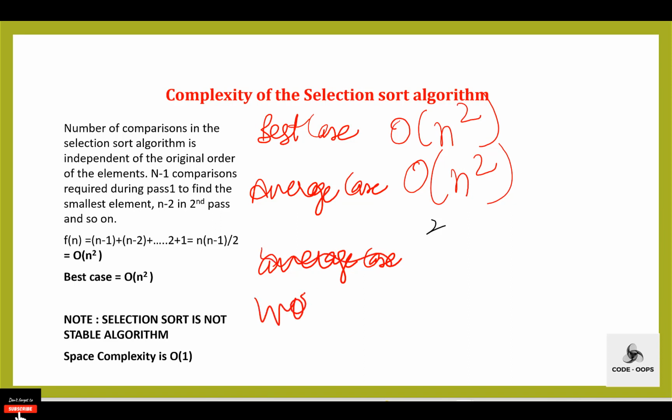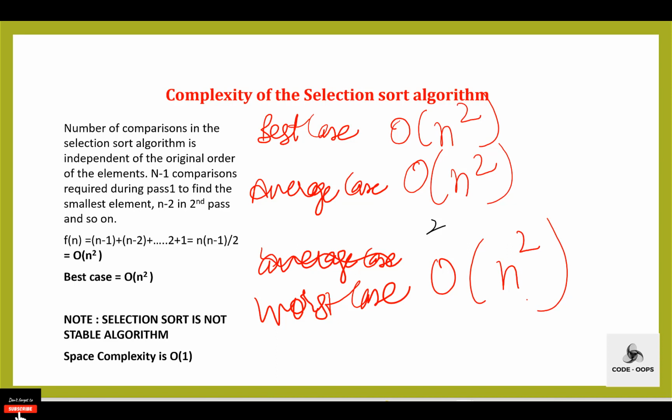Then the worst case. The worst case complexity of selection sort is also big O of n square. The worst case scenario arises when we need to sort an array in ascending order but the array is initially in descending order. The time complexity of selection sort remains constant regardless of the input array's initial order. At each step, the algorithm identifies the minimum element and places it in its correct position. However, the minimum element cannot be determined until the entire array is traversed.